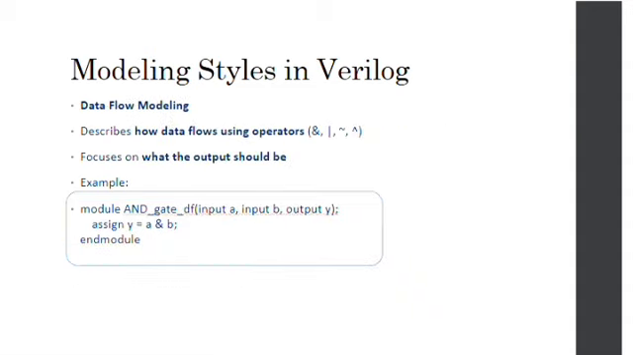Next, we move on to data flow modeling. Data flow modeling in Verilog describes how data moves through a circuit using operators like AND, OR, NOT, and XOR. It focuses on what the output should be rather than the gates used. For example, an AND gate can be written as assign Y = A & B, which tells the compiler how the output Y depends on inputs A and B.